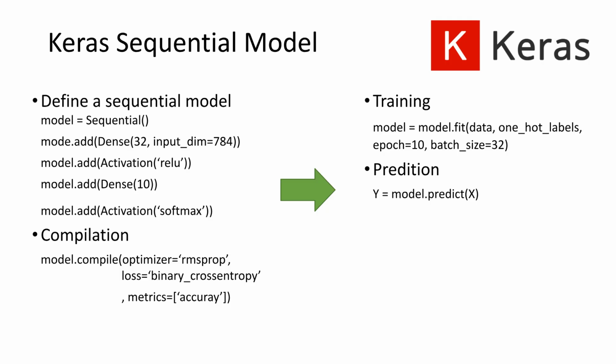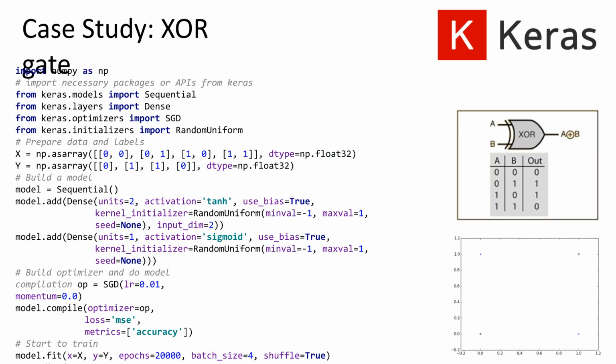The Keras sequential model involves defining the model layers, compiling it with an optimizer, loss function, and metrics, training it with data, and finally using it for prediction. The XOR gate case study demonstrates the process in Keras. This involves importing necessary packages, preparing the input and output data, building a sequential model, compiling it with an optimizer and loss function, and then training and predicting.